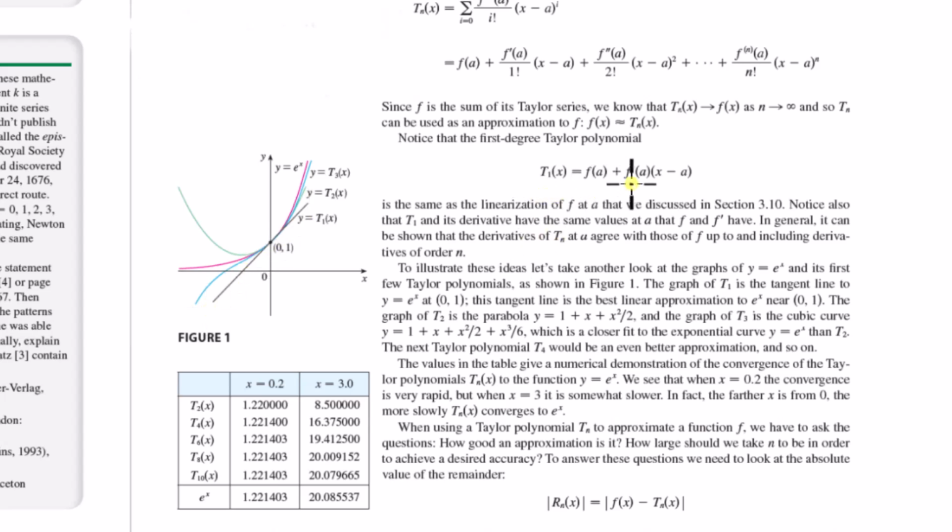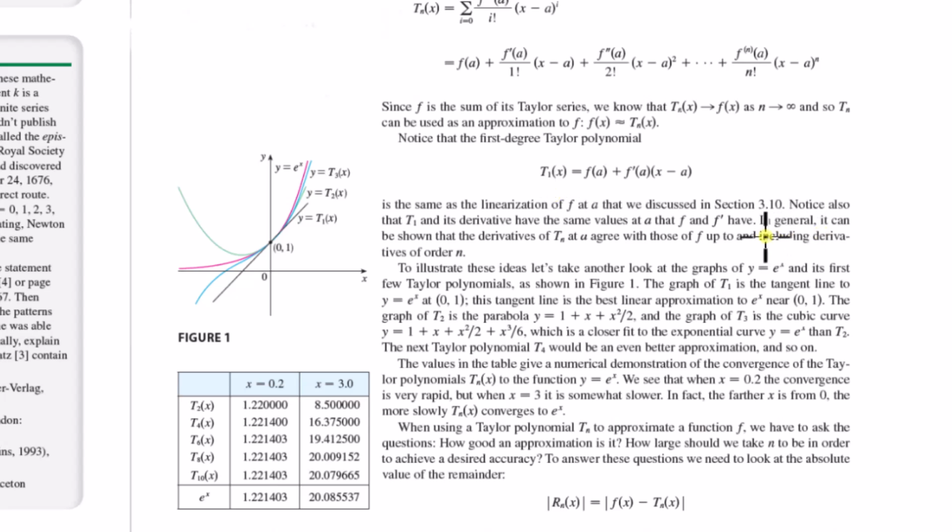The properties of the first degree Taylor polynomial are that the function itself and the first derivative of the function evaluated at the center point are both equal. So if you plug the center point into the function and into t sub 1 of x, you get the same value. And if you plug the center point into the first derivative of the function and the first derivative of t sub 1 of x, they match up. You get the same value. But for any higher derivatives, that's not the case.